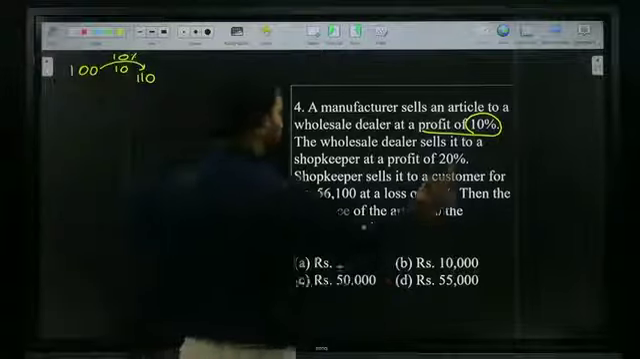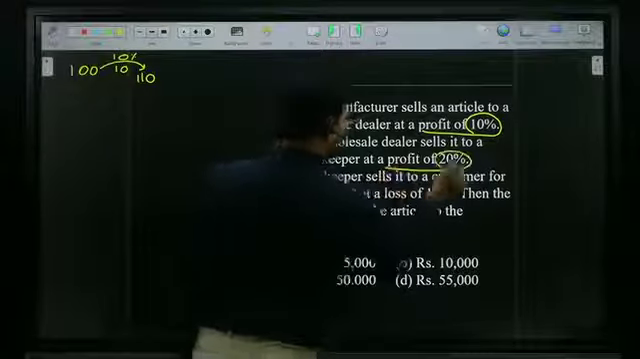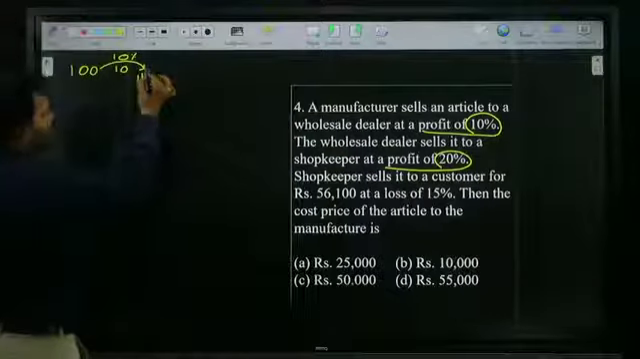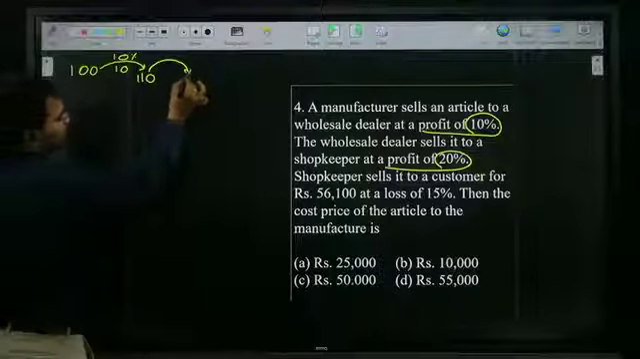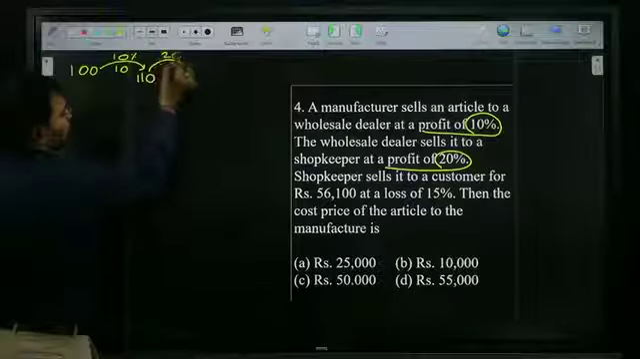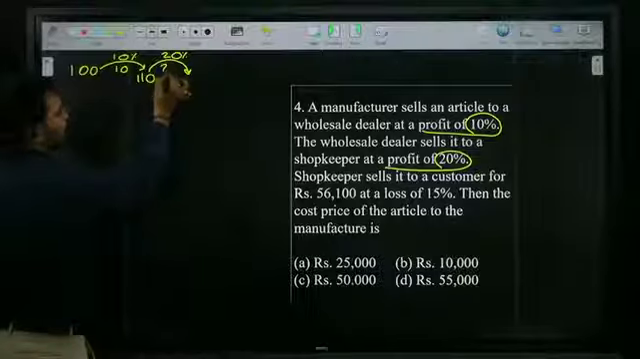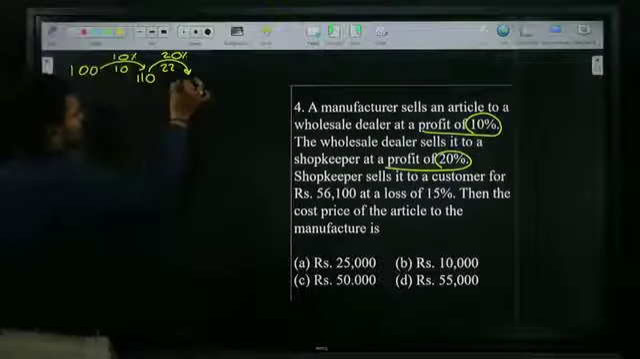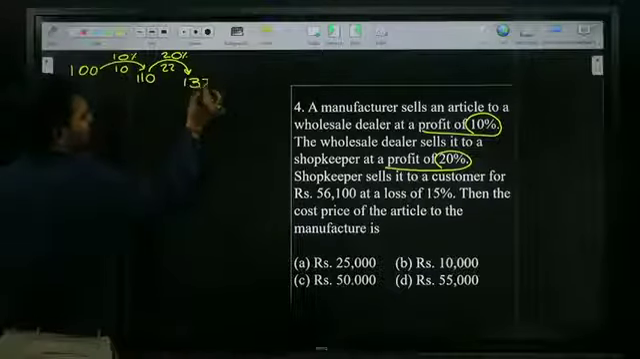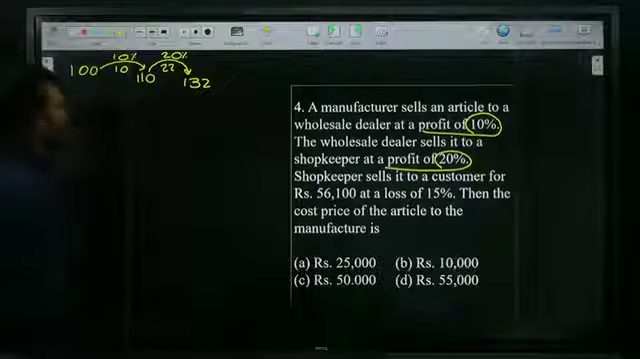The wholesaler dealer again makes a profit of how much? 20%. 20% of 110 is 22. It becomes what? 132.